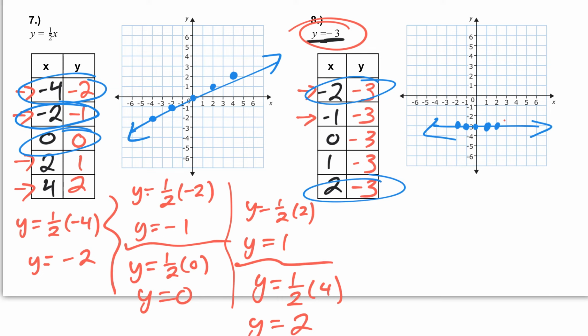Okay, so if you see a function like this and you're not sure what type of line, if it's going to be horizontal or vertical, you can always plug in values for x. Use this method to kind of reason through it.